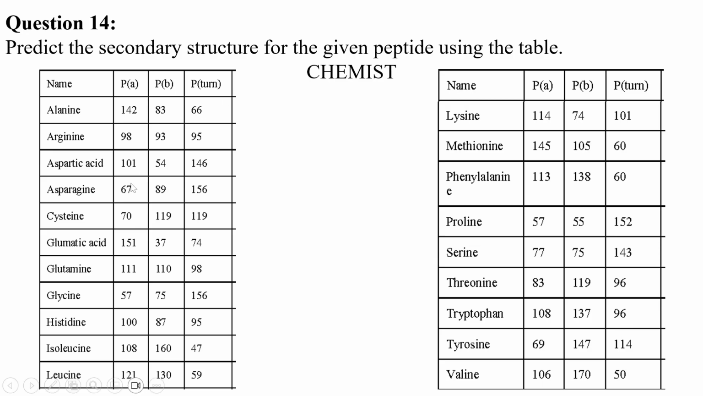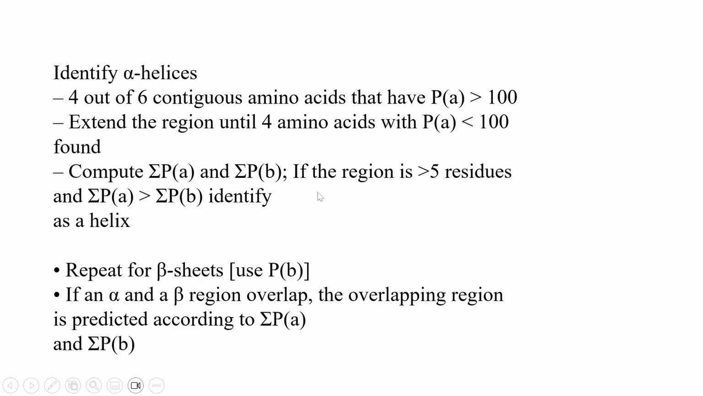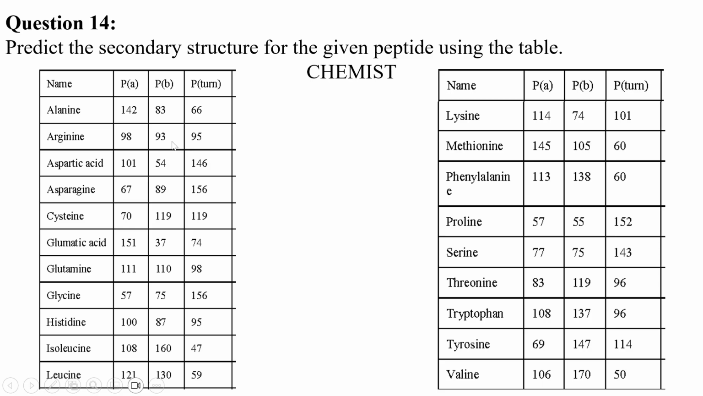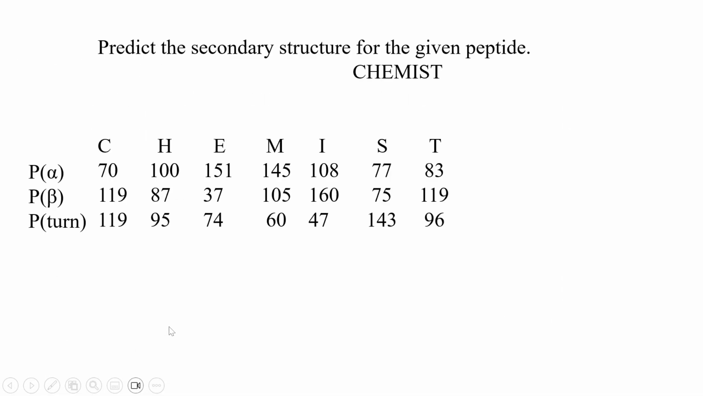So for cysteine, probability of A is 70, probability of B is 119. So I have written here probability of alpha helix is 70. The propensity for beta sheet is 119. Then H is histidine. For histidine the value is 100 for PA and PB is 87. So I have written 100 and 87.